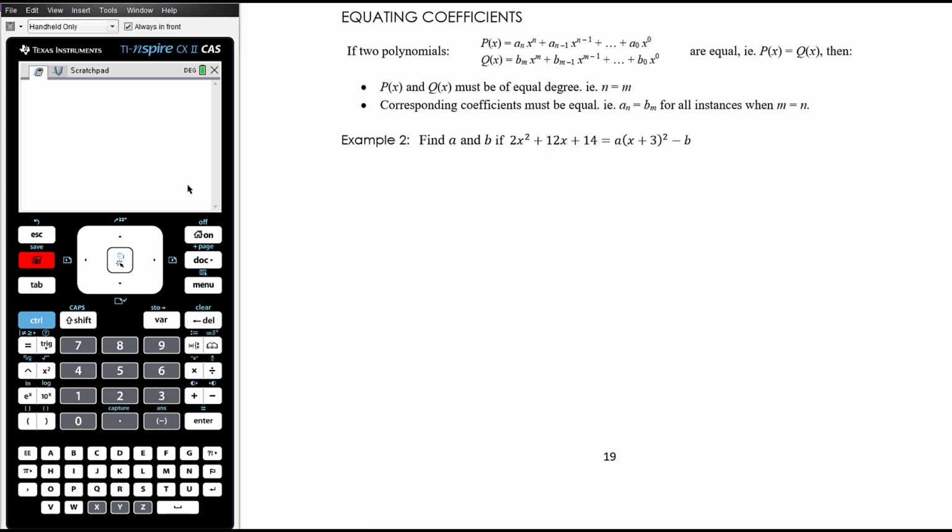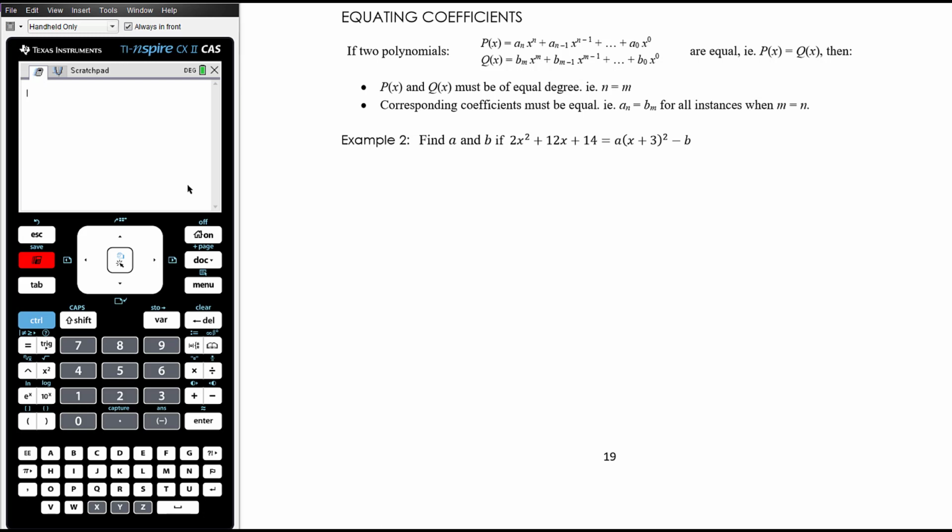So an example of how we might use this would be something like this, where we want to find the values of a and b if 2x squared plus 12x plus 14 is equal to a times (x plus 3) all squared minus b. Now essentially you really need to focus on getting both sides of the equation in the same form so that you can then equate the coefficients. So you've got two options really. The left hand side, in order to get it in the same form as the right hand side, you would need to complete the square on the left hand side.